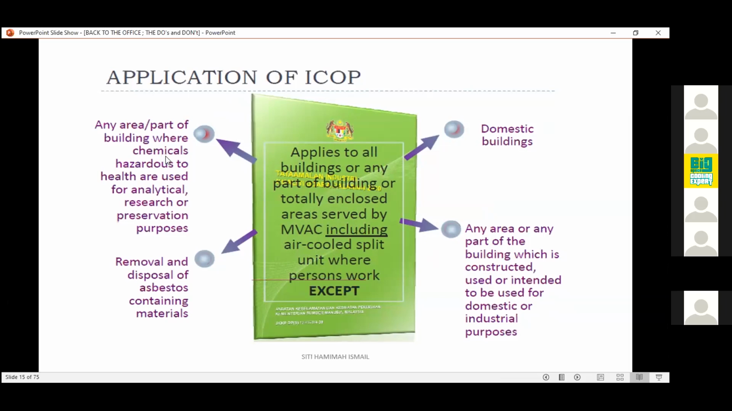Okay, any area in the building where you have hazardous chemicals is also not covered. Or where you use the building for analytical purposes. Removal and disposal of asbestos containing material. This is before the pandemic. But during the pandemic now, you can use the same ICOP plus the new guidance for this particular building, that is why they issued the guidance on the residential area. Okay, to ensure the IAQ and ventilation meet the requirement.